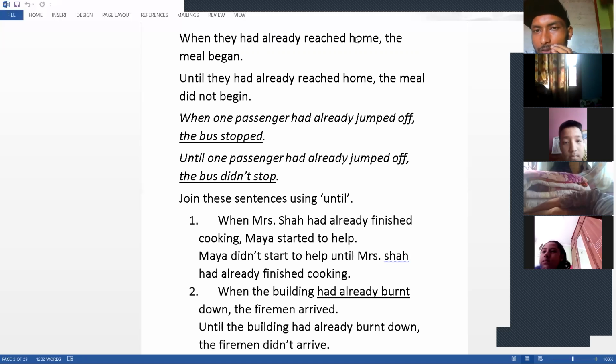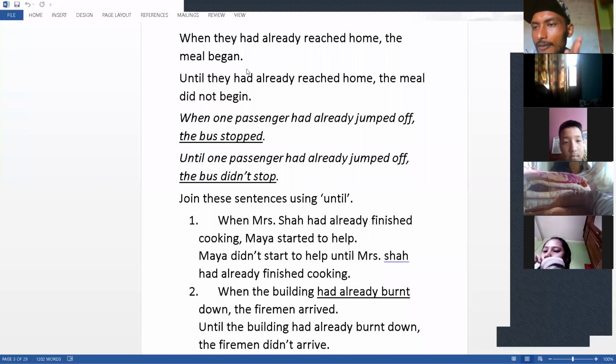When they had already reached home, means घर पुगेर, the meal began. So त्यसपछि चाहिँ meal began भयो, right? But until talks about before that time. When ले चाहिँ त्यो भएपछि के भयो भन्छ भने until ले चाहिँ त्योभन्दा अगाडि के भयो. So until they had already reached home, the meal did not, पुग्नभन्दा अगाडि did not begin. पुगिसकेपछि the meal began. So this is the thing that you need to understand in until and when.